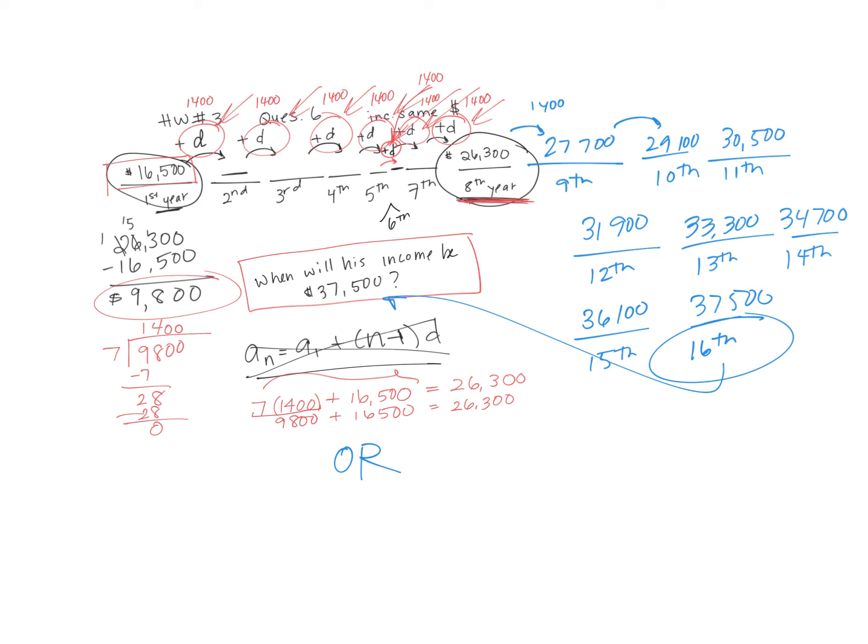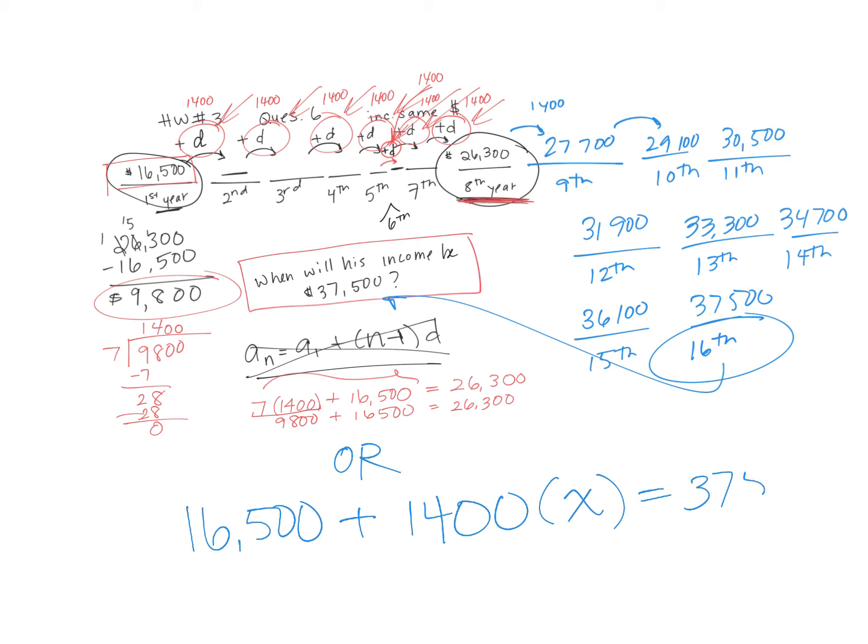So another way to think about it is say, okay, well, we know that we started with 16,500, and we're going to add a whole bunch of 1,400s. We don't know how many we want to add, but if I wanted to add 2 of them, a quick way to do that would be just 1,400 times 2. That adds 2 1,400s. So I don't know how many that is, so you can use x or d or whatever you want, but we know that the total amount that we want is going to be 37,500.